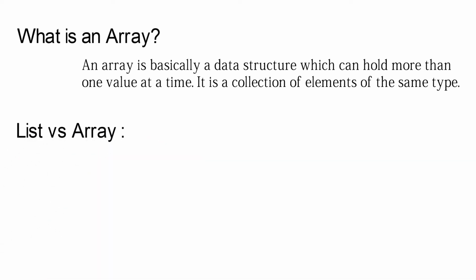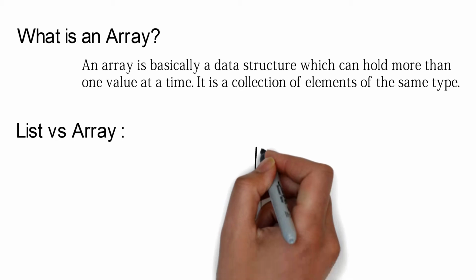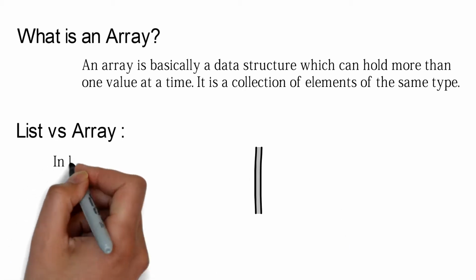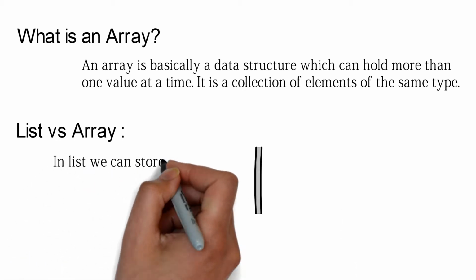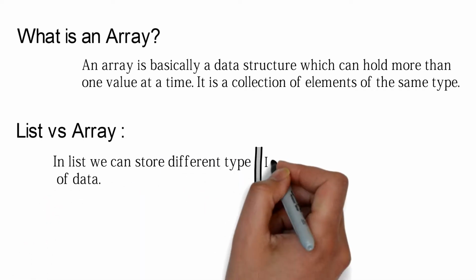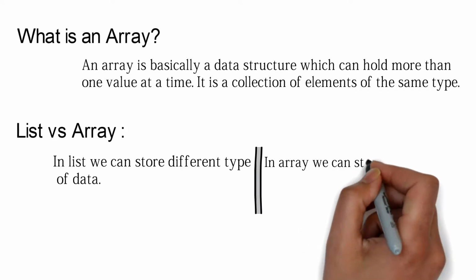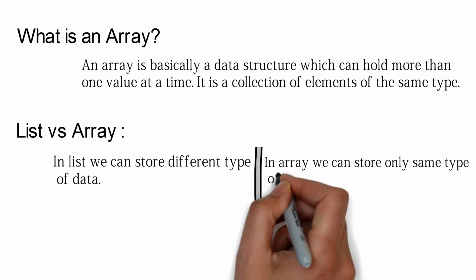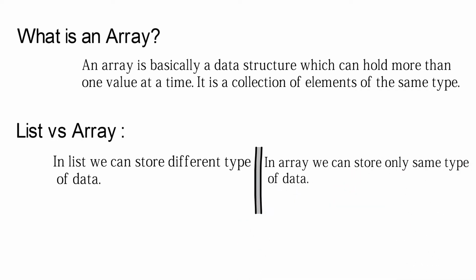Now, the difference between list and array. In list, we can store different type of data. But in array, we can store only same type of data. We can perform almost all operations in array that we can perform in list.